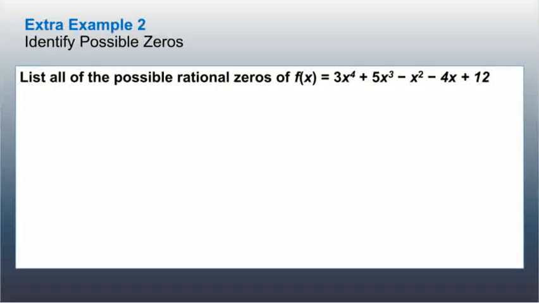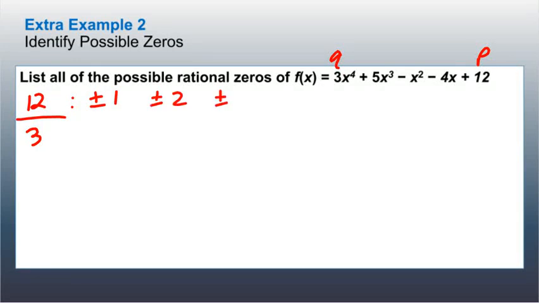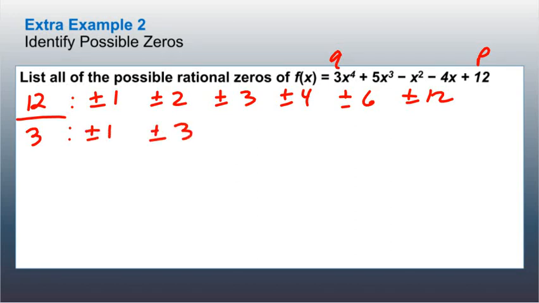Next, find all the possibilities here. So our p, our q. We have 12 and then 3. We got positive and negative 1, positive and negative 2, positive and negative 3, positive and negative 4, positive and negative 6, positive and negative 12. And then for 3, it's just positive and negative 1, positive and negative 3.